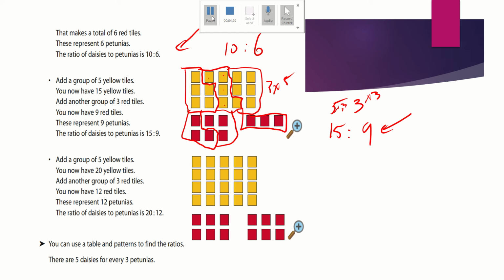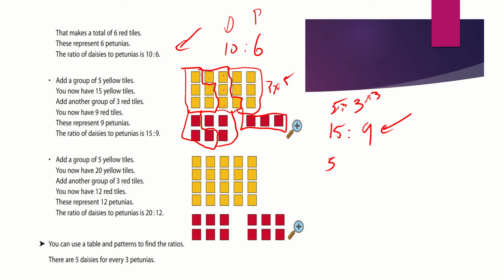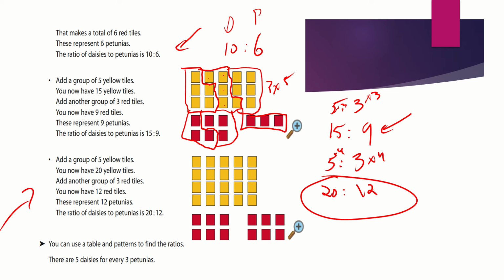Okay, finally, if we have 20, we're going to add another group of yellow tiles. If we go 5 to 3, we're going to multiply by 4 now, so we need 4 groups of 5. So we have to have 4 groups of 3. So here we get 20 to 12. So our ratio should be 20 to 12 here with our color tiles.